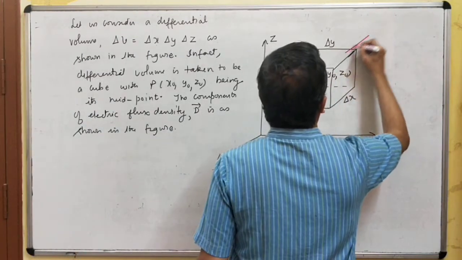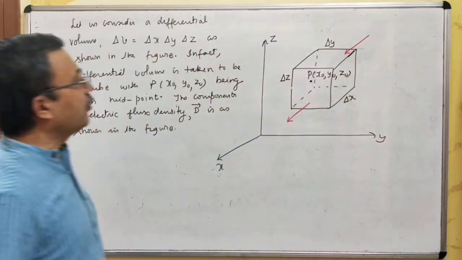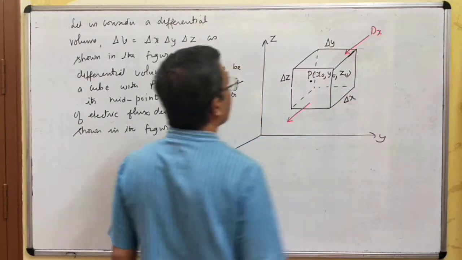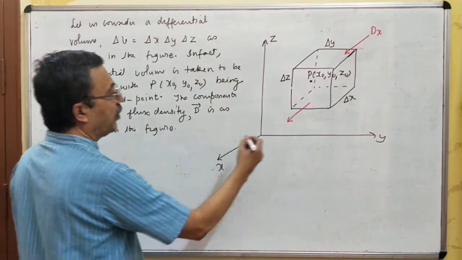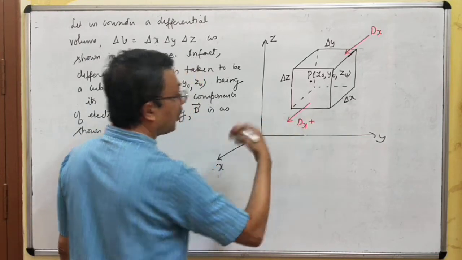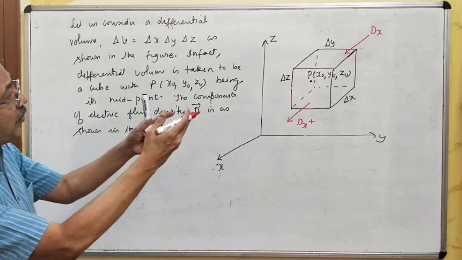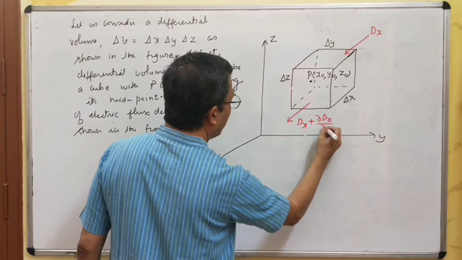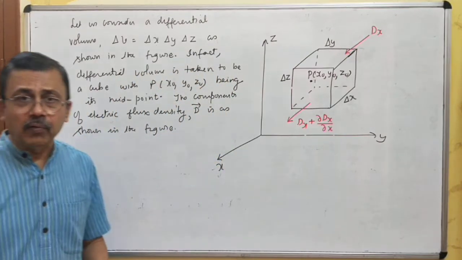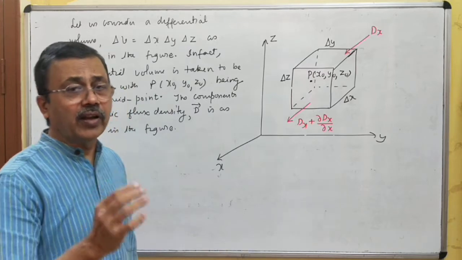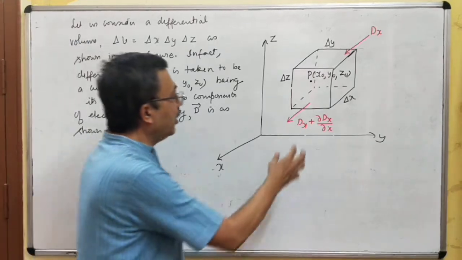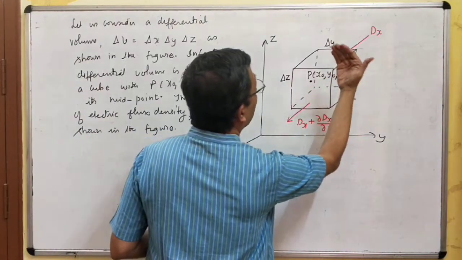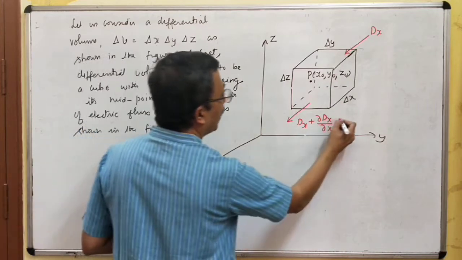This is the component entering the back face of the cube. The component entering the back face is Dx. The component coming out of the front face is Dx plus something. What is that something? What is the variation of Dx in the x direction? Variation of Dx in the x direction is dou Dx by dou x. Dou Dx by dou x gives the variation of Dx along the x direction per unit length. Into what is the distance between the back face and the front face? It is delta x. So multiply by delta x.